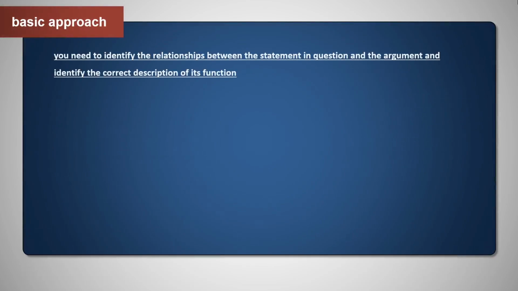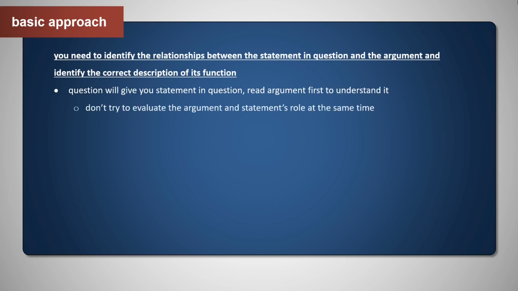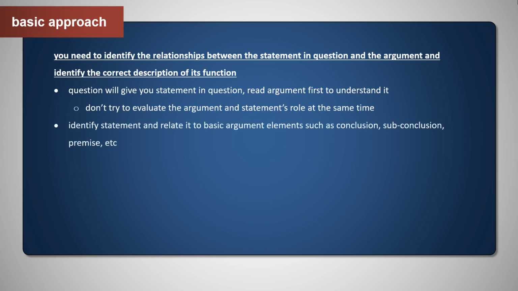So in terms of the basic approach, you need to identify the relationships between the statement in question and the argument, and then identify the correct description of the function of that particular statement. The question is going to give you a statement, and you want to read the argument first to understand the argument. So don't try to evaluate the argument and the statement's role at the same time. Start with the argument first. Then you want to identify the statement and relate it to the basic argument elements, such as conclusion, subconclusion, premise, etc. So this is why you always want to try and understand the argument first, and then go back and identify the statement and what its role is.